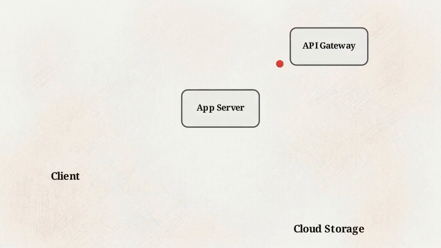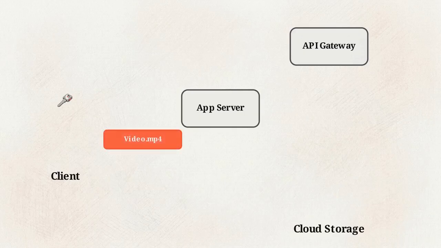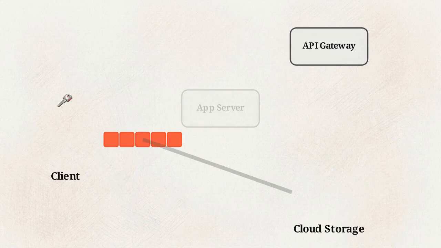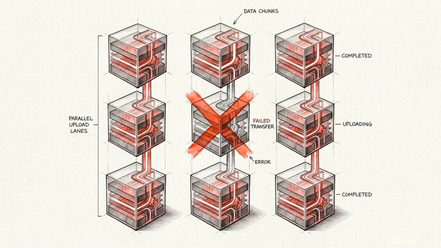The client talks only to the API gateway, authenticating and registering metadata. The gateway returns a pre-signed URL. Armed with that URL, the client slices the video into 5 megabyte chunks, transmitting them directly to a cloud bucket, completely bypassing application servers. This chunking allows for parallel, resumable uploads.